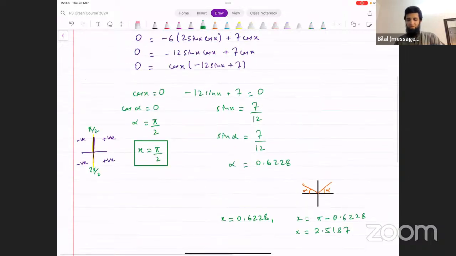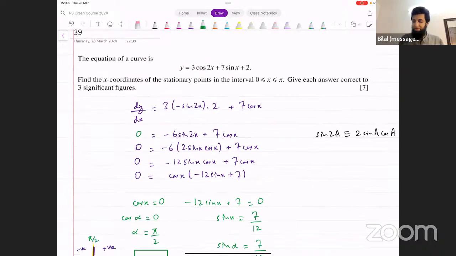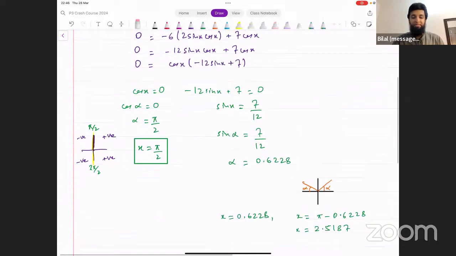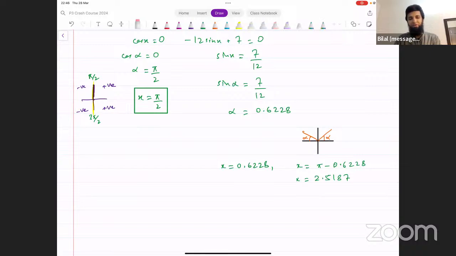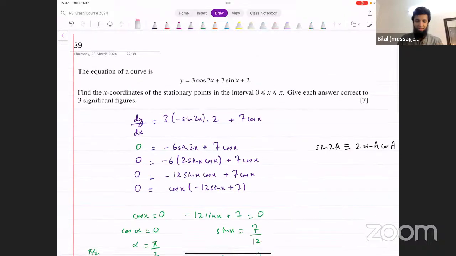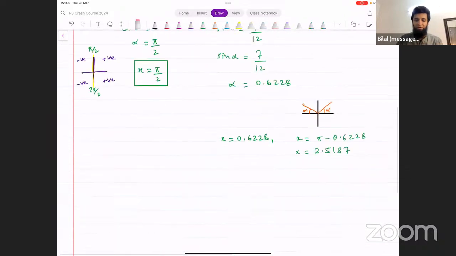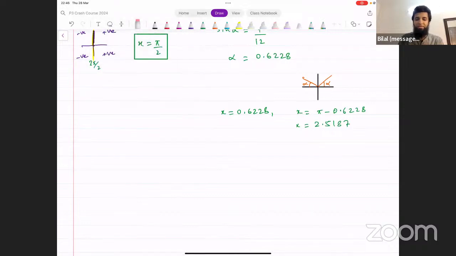Now the question asks you to give each answer correct to three significant figures. When they specify the level of accuracy in the question statement, that means it's necessary for you to follow that. Otherwise, you could write more decimal places as well, and that would be okay. But in this case, since they have specified this in the question statement, you should write them correct to three significant figures. Now, you could get away with writing pi over 2 like this because that's an exact number.